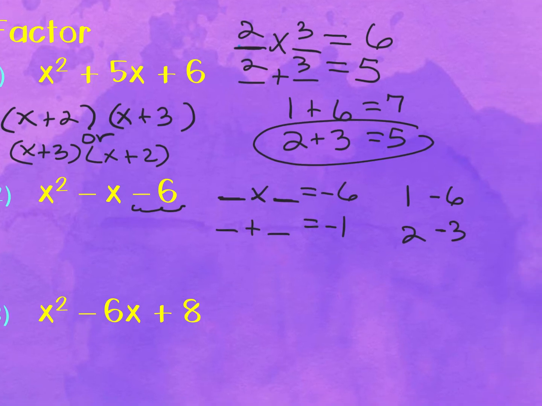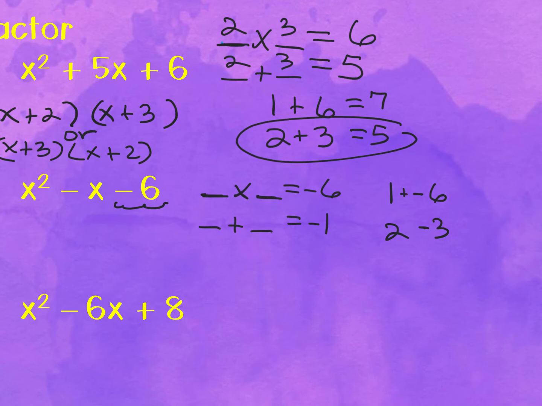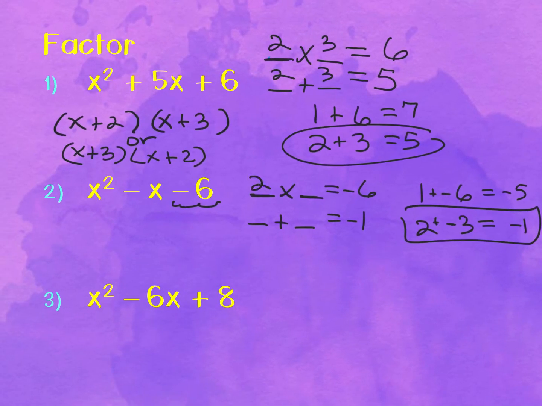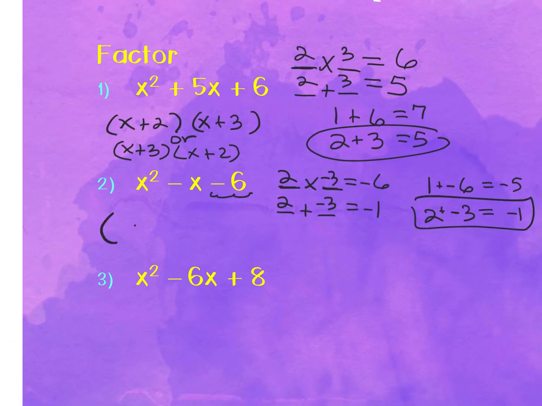Now when I go back and add these, 1 plus negative 6 is negative 5. 2 plus negative 3 is the negative 1 that I need. So now when I put them into my binomials, 2 times negative 3 is negative 6, and then 2 plus negative 3 is negative 1. So set up your binomials. One's going to get positive 2. One gets negative 3. And again, the order doesn't matter.